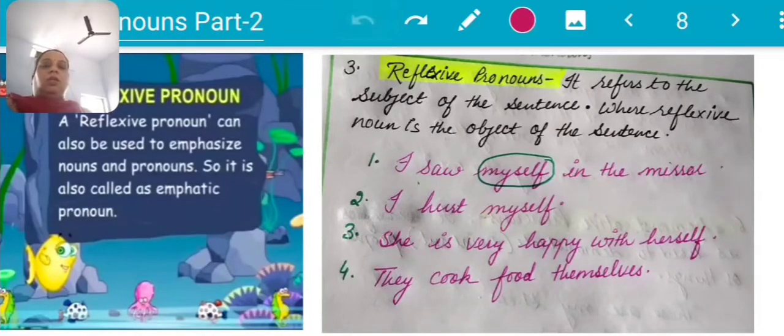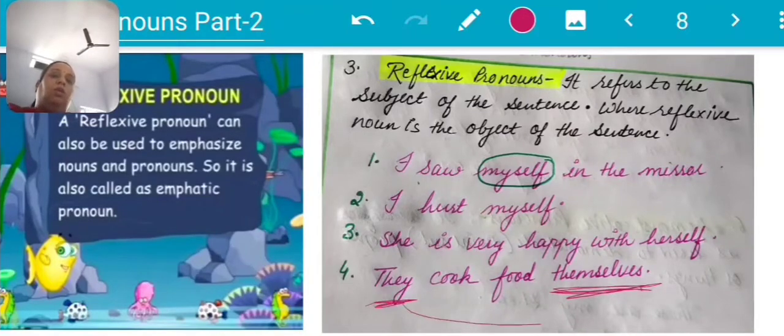Next, see the last example. They cook food themselves. Now they cook food themselves. So this themselves is also object, right? So this is what? This is reflexive pronoun.